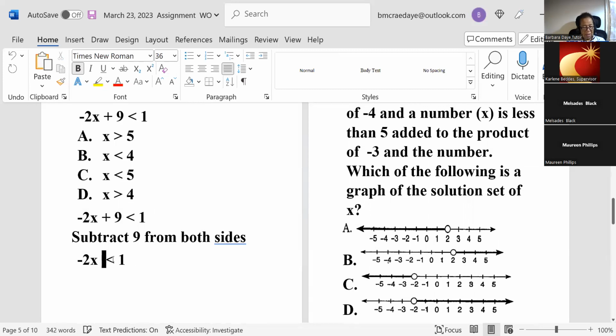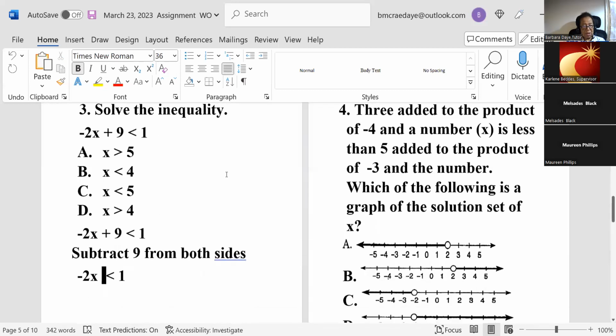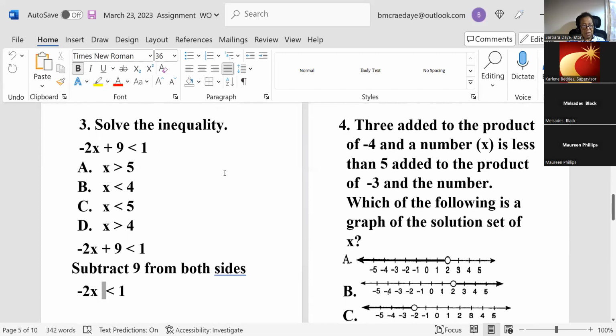Miss Barbara, you doing number 3? You did it. You're doing number 3 now? Yes, we're doing number 3. I didn't see the number. Yeah, there we go. Solve the inequality.